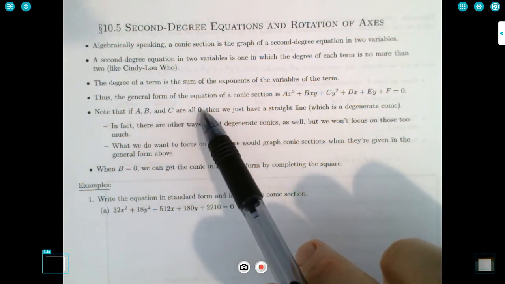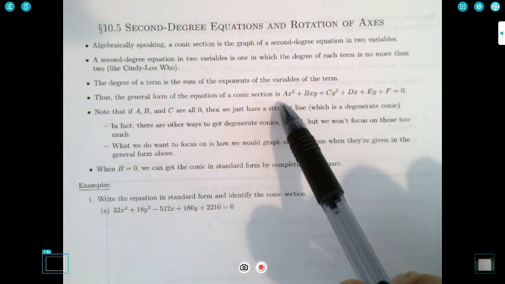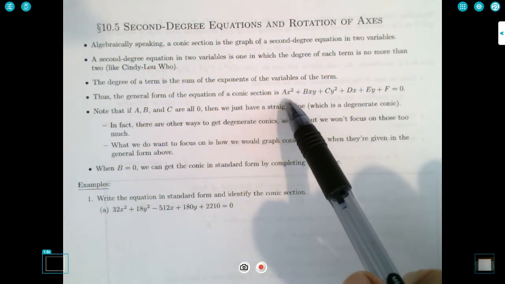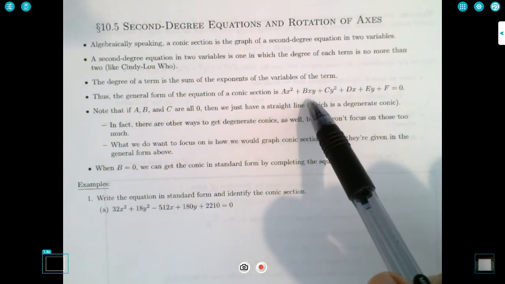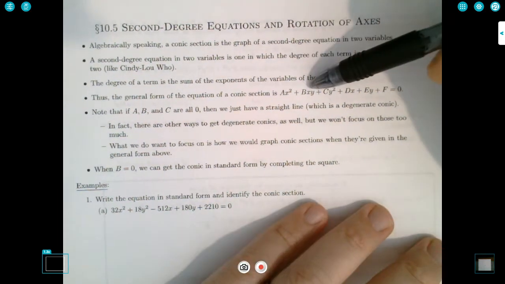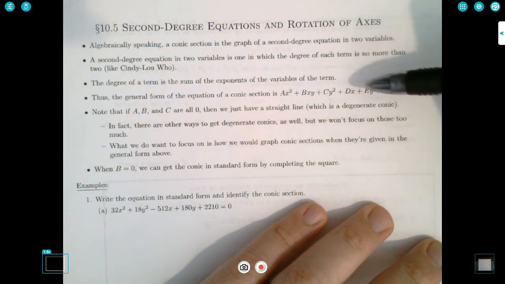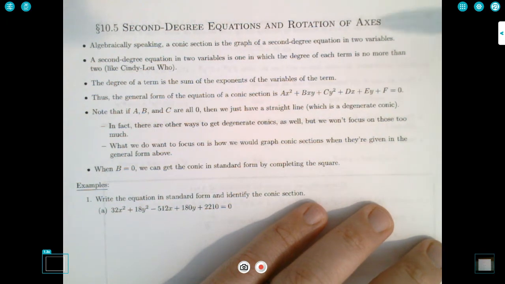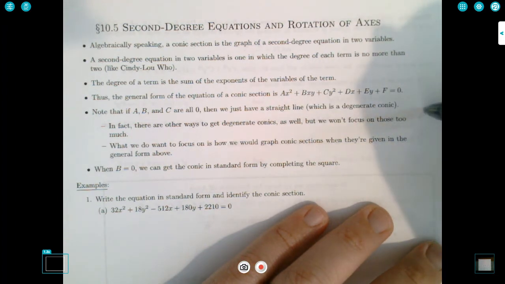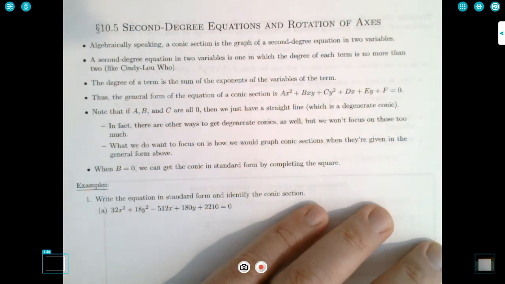So the general form of the equation of a conic section is something times x squared, degree 2, plus something times xy, which has degree 2 because 1 plus 1 is 2, something times y squared, degree 2, something times x, degree 1, something times y, degree 1, and then just something else, degree 0, equals 0. So this is the general form of a conic section, algebraically speaking.